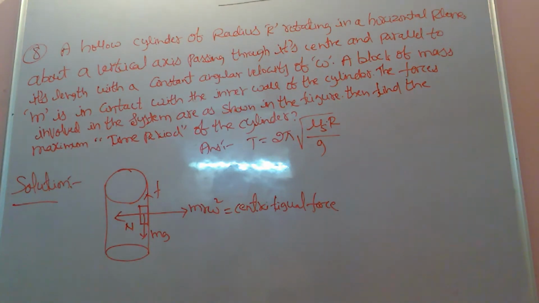A hollow cylinder of radius R is rotating in a horizontal plane about a vertical axis passing through its center and parallel to its length, with a constant angular velocity of omega. A block of mass m is in contact with the inner wall of the cylinder. The forces involved in the system are as shown in the figure. Then find the maximum time period of the cylinder.